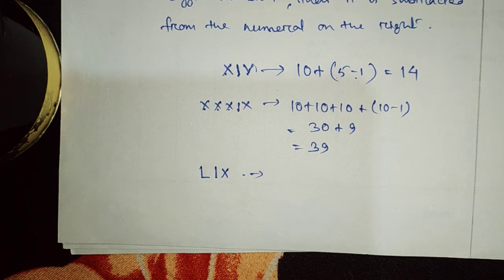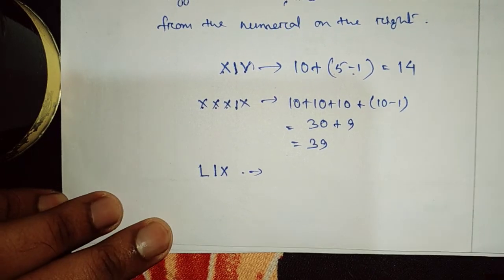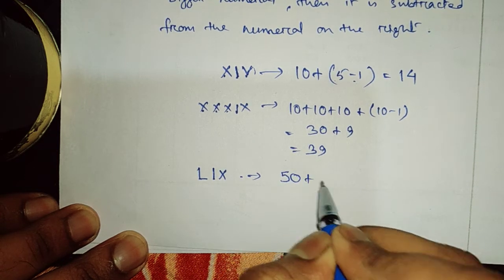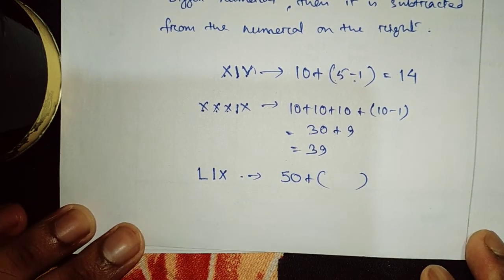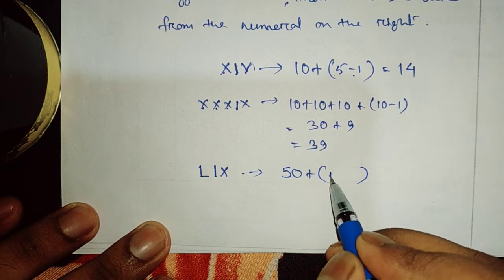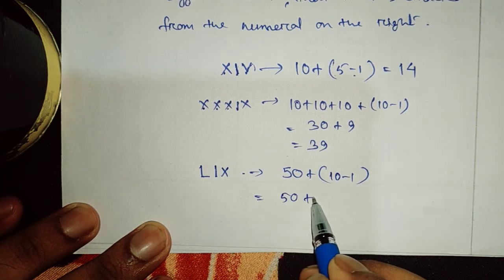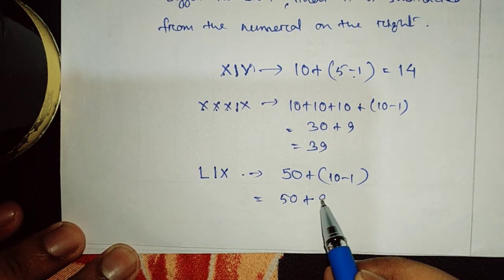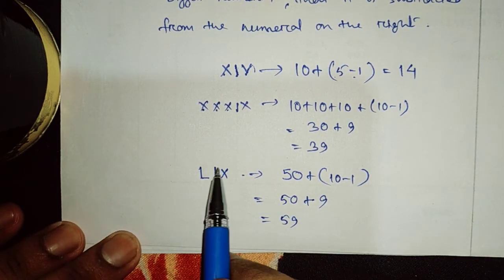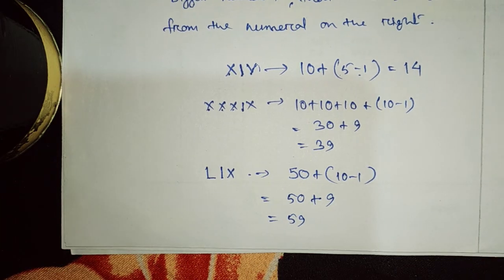Have you tried? Let's see. So this value is 50. That means 50 plus something. That something is nothing but 10 minus 1. So 50 plus 10 minus 1 is 9, so 59. So 59 is written in this form.